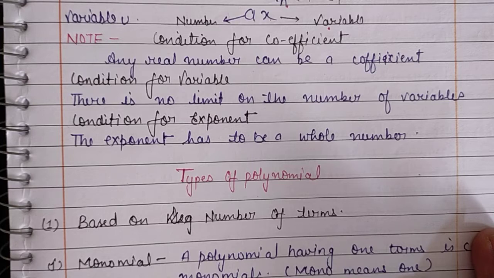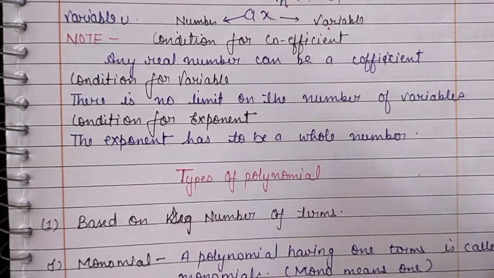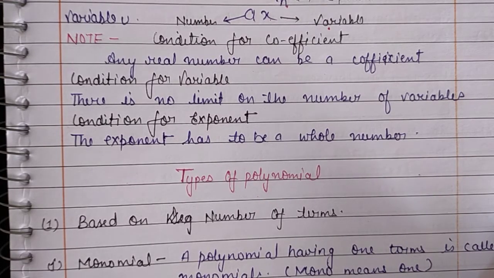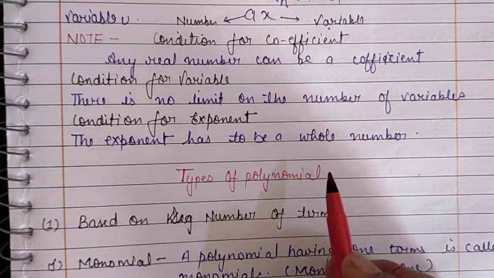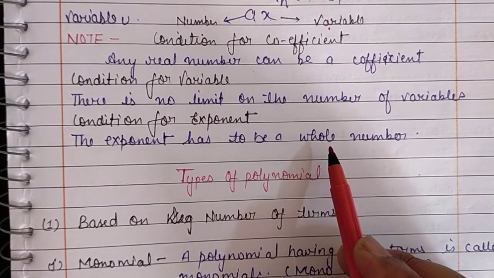Now, the condition for the exponent. The exponent has to be a whole number. Yes, the exponent should be a whole number. When we are considering any polynomial, the power of the polynomial should be free of negative integers.